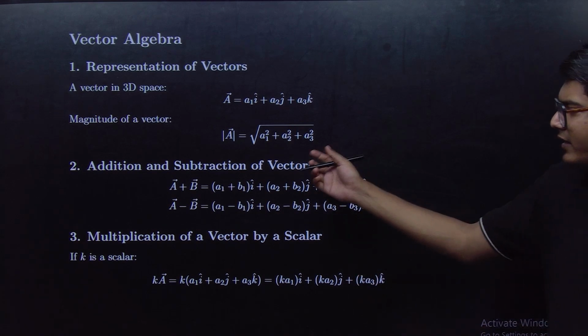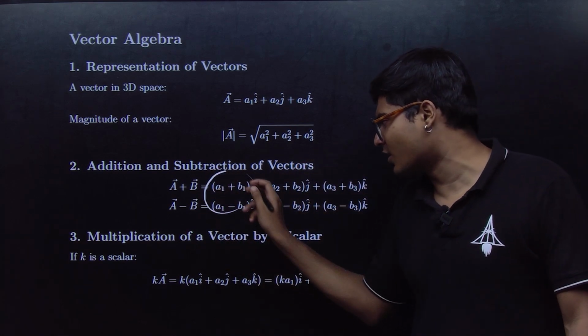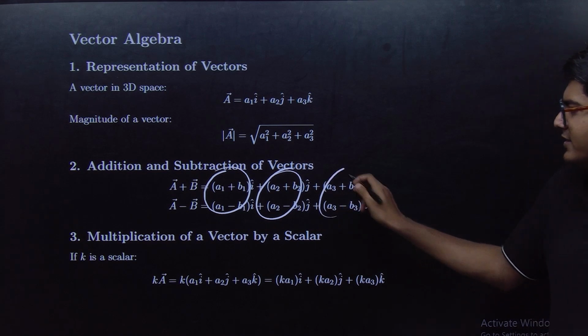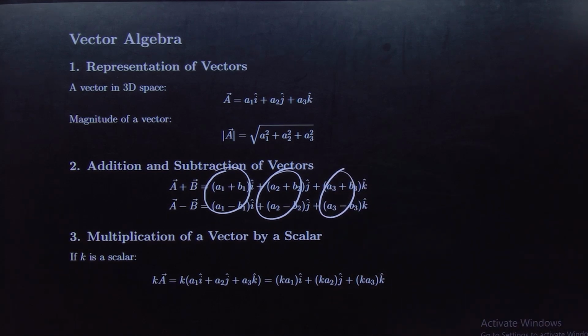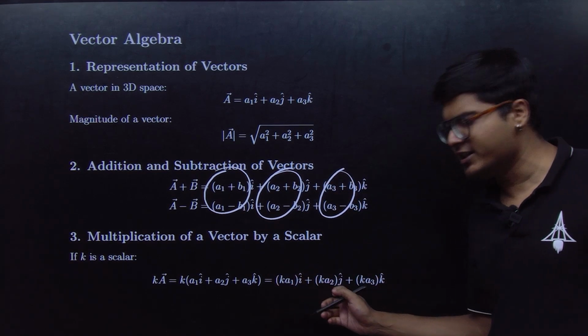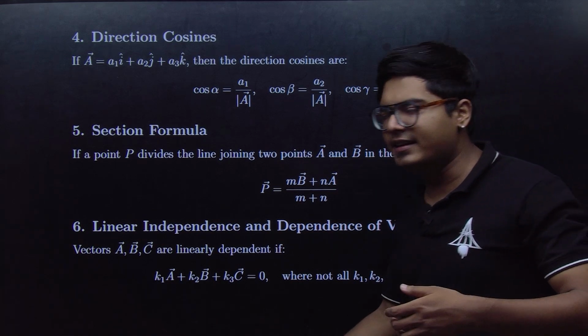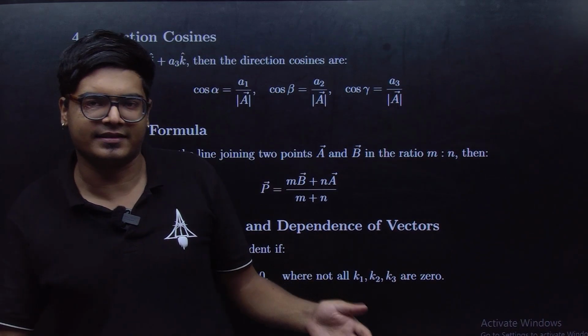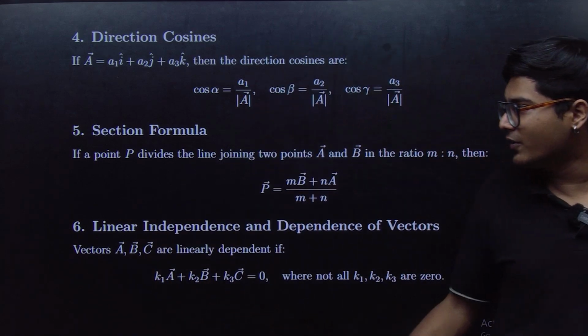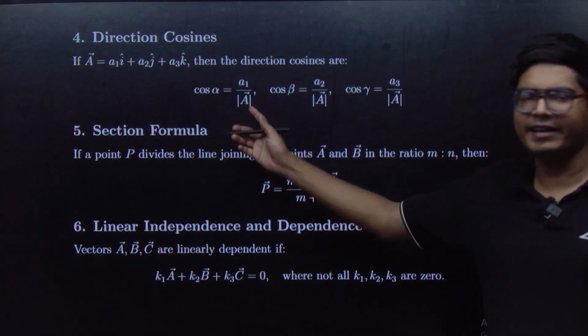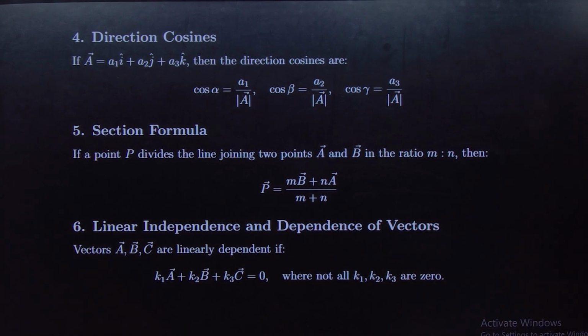Addition and subtraction of vectors, you always do it component wise, which means the x components together, the y components together, and the z components together, right? Multiplication of a vector by a scalar, you multiply all the components by the scalar k. Direction cosines, so if you have a vector that looks like A1 i cap plus A2 j cap plus A3 k cap, then the direction cosines are basically the cosines of the angles that this vector makes along the three axes, right? So if it makes angle alpha along the x-axis, then cos alpha is A1 by magnitude of A. Similarly, you define cos beta and cos gamma.